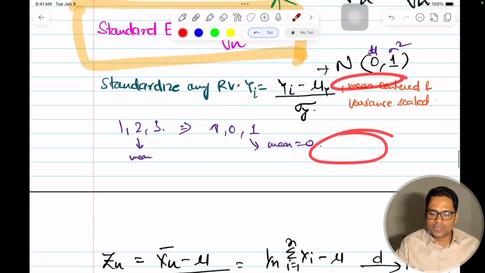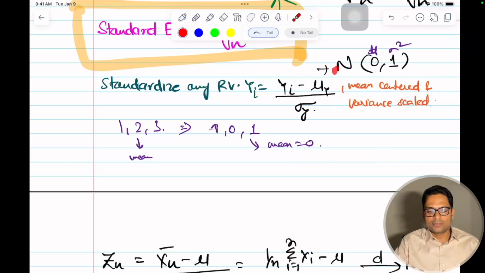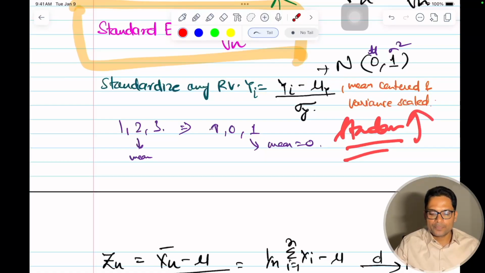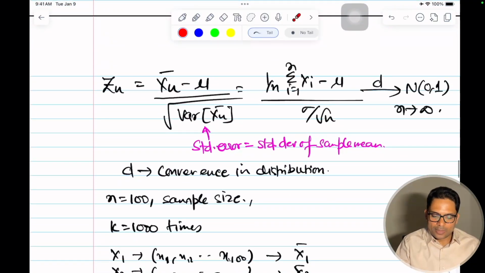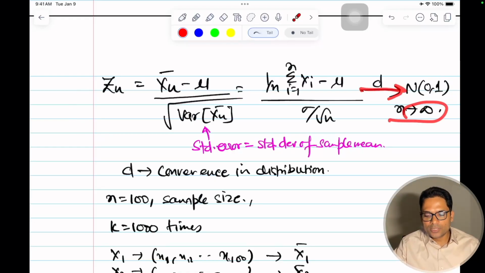Then we standardized it. Standardized means mean centered and variance scaled, so the mean will become 0 and the variance will become 1. That's what mean centered, variance scaled standardization means, and we'll come across this topic again and again. You will hear about standardization, and that's what I mean. Then we standardized the data, and we found that as n tends to infinity, this will converge in distribution to a normal distribution with mean 0 and variance 1.